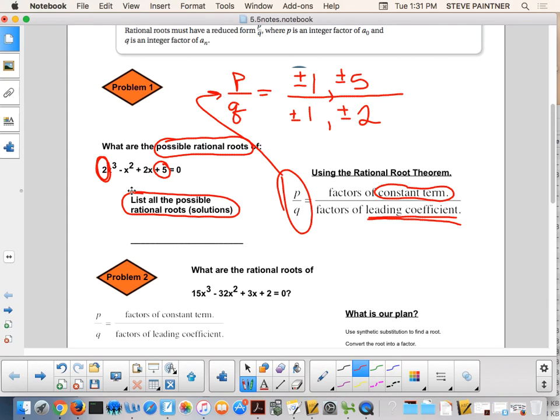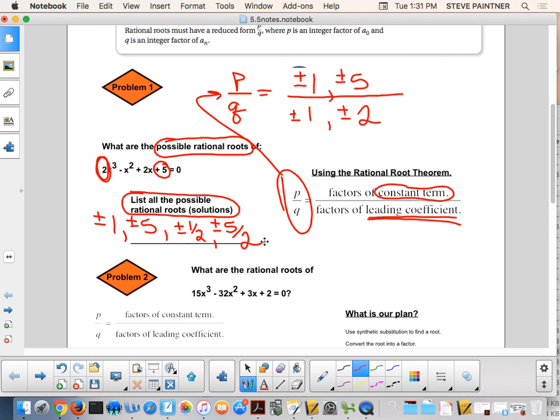Ready? It's 1 over 1 and 5 over 1, which means 1 and negative 1, 5 and negative 5. Now you have to do it again, but now over 2. 1 over 2, 5 over 2. So 1/2 and 5/2.